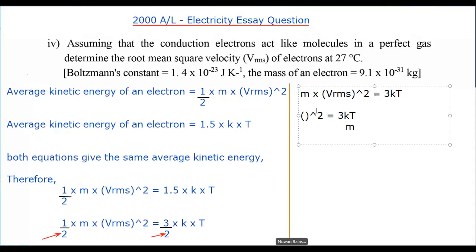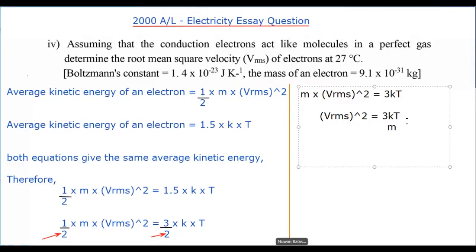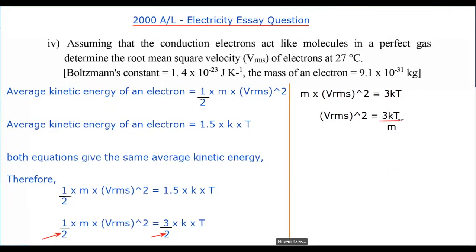Please check whether I have written everything correctly. I just take multiplication m to the other side as division m. So I have subjected VRMS. If VRMS square is this, what is VRMS here? Shall you try to find this value without taking a square root? I think that will be much easier. Right. So let's try to find the square of VRMS.